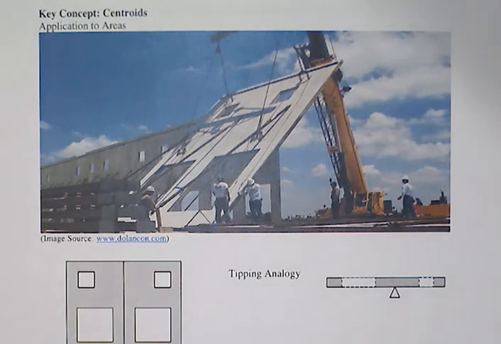Equilibrium is not just a useful idea for finding reactions of bodies that keep them in static equilibrium. It's also very useful for finding geometric properties, or as an analogy to finding geometric properties such as centroids.